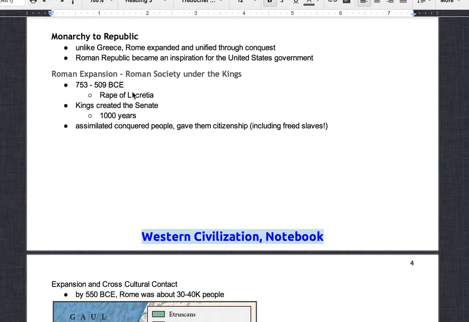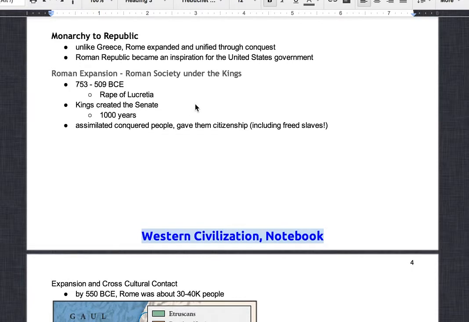The Senate was created by the king as an advisory group to the kings of Rome. You could say advisory group. You could also say that the Senate was created to placate the aristocratic families. The kings created the Senate in order to keep them happy. It really speaks to the beginnings of a power struggle in Rome, something that is part of Roman history all the way through the Roman Republic until the establishment of the Roman Empire under Caesar Augustus.